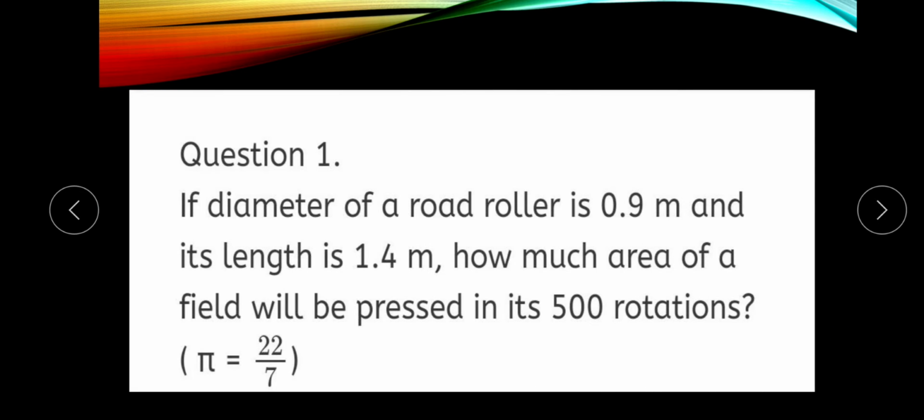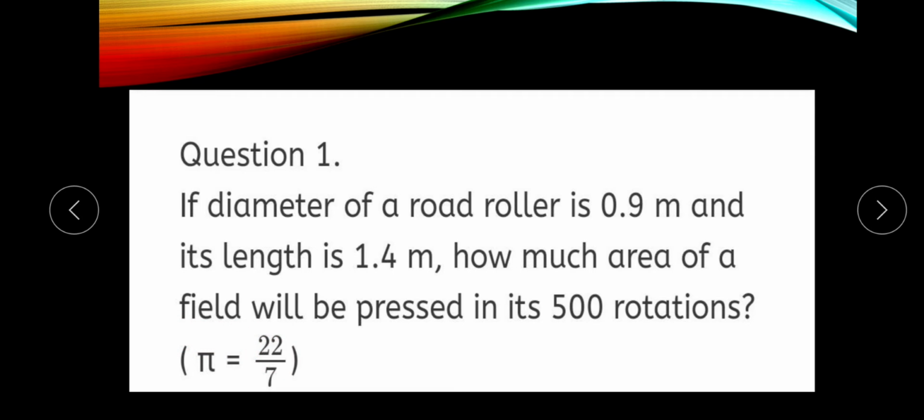Question 1. If diameter of the road roller is 0.9 meter and its length is 1.4 meter, how much area of field will be pressed in its 500 rotation? The value of pi is given as 22 upon 7.